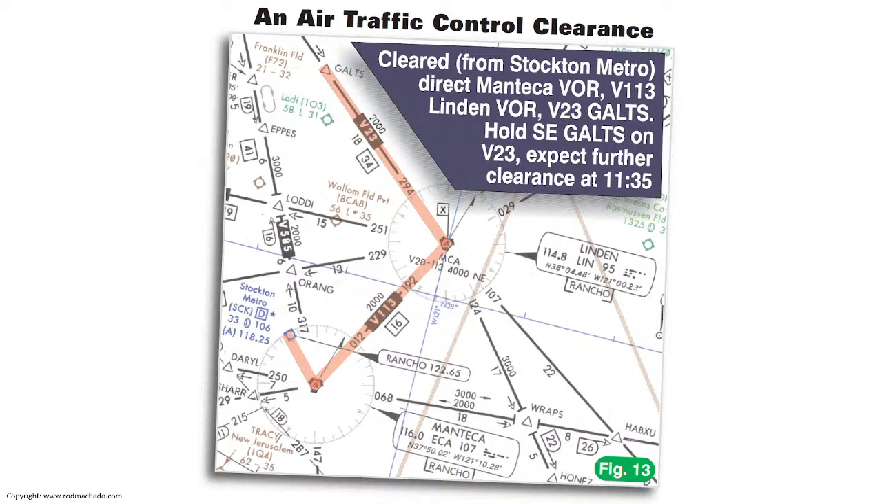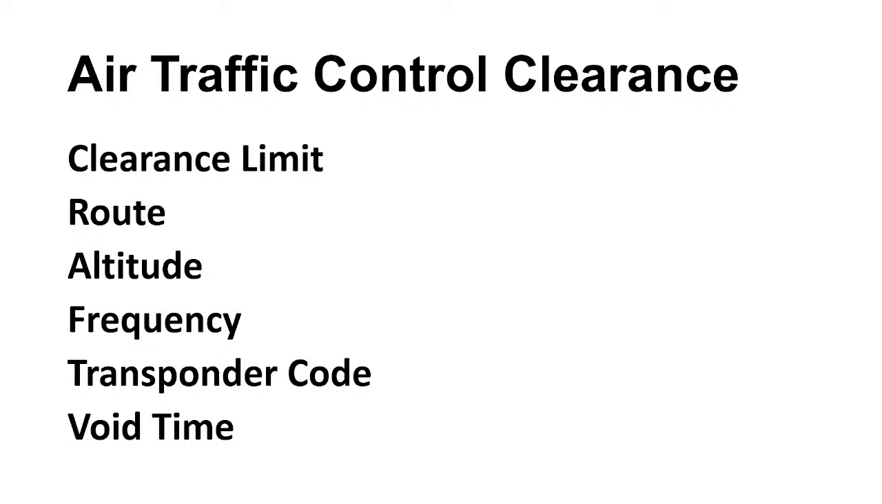So, cleared from Stockton Metro, direct to Manteca VOR. I threw this slide in here because I want you to start getting used to this idea of copying down CRAFT. If you look at your little notepads in ForeFlight, one of them is a CRAFT notepad. Clearance limit, route, altitude, frequency, transponder code. And then I add void time.